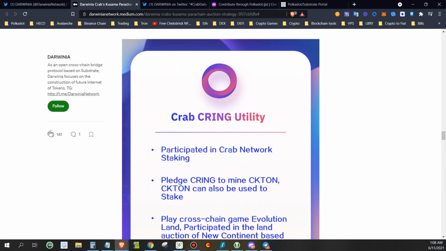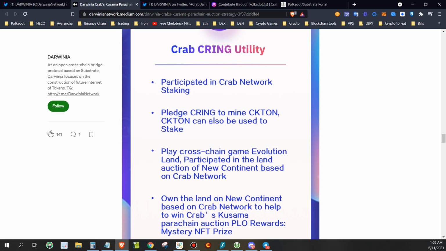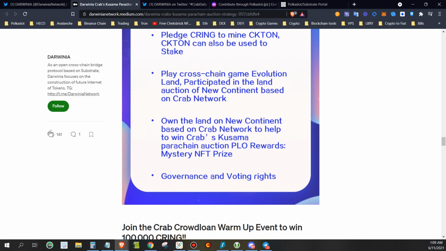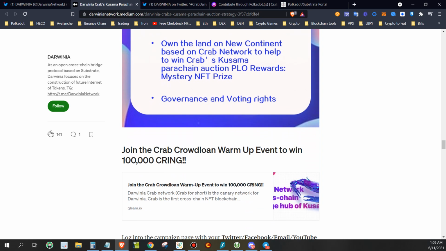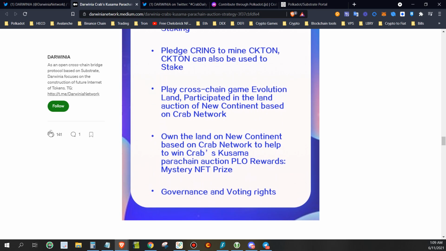Anyways, Crab C-Ring utility: participate in Crab Network staking, pledge C-Ring to get CKTON, and CKTON can also be staked to receive more C-Ring. Play the cross-chain game Evolution.land, and participate in land auctions of the new content based on Crab Network. Own the land to help win Crab's Kusama parachain auction, PLO rewards, mystery NFT prizes, governance, and voting rights. So that is what's going on.